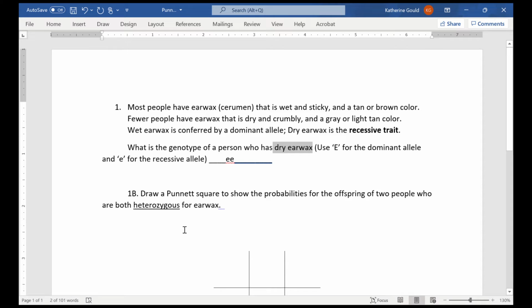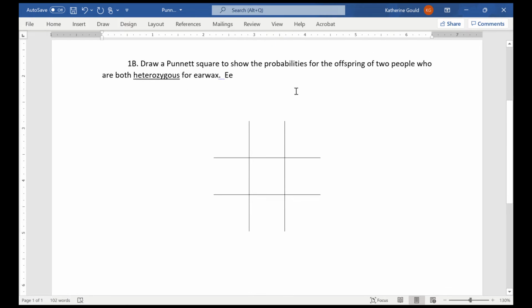All right, in our second part of our question, it asks, draw a Punnett square to show the probabilities for the offspring of two people who are both heterozygous for earwax. So the first thing you need to do is just remind yourself, what does heterozygous mean? That means we have one of each allele. And so for this, that would be a big E and a little e. All right, so then I've given you a Punnett square here, and this is a text table, so you can actually just type in it.